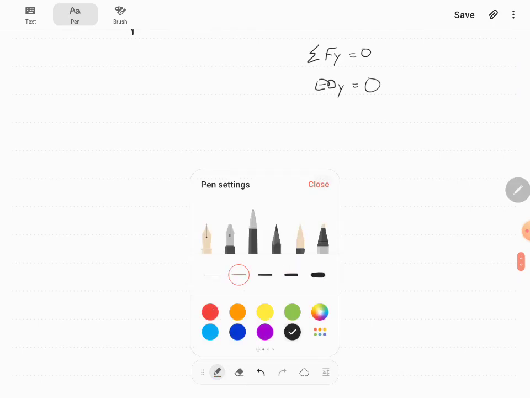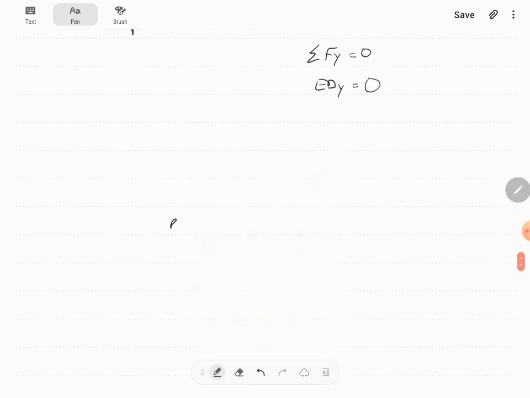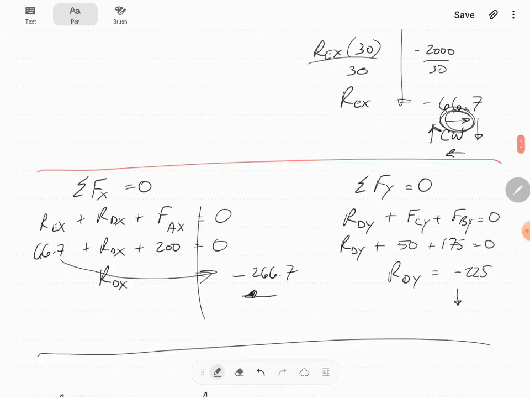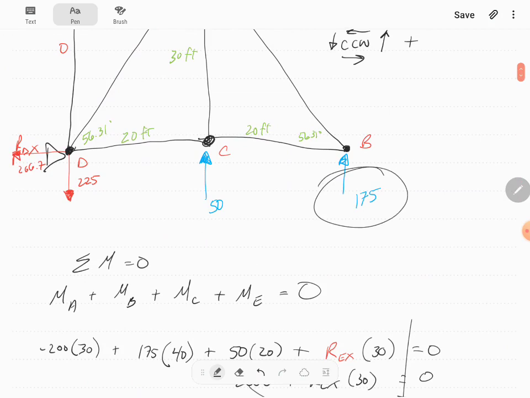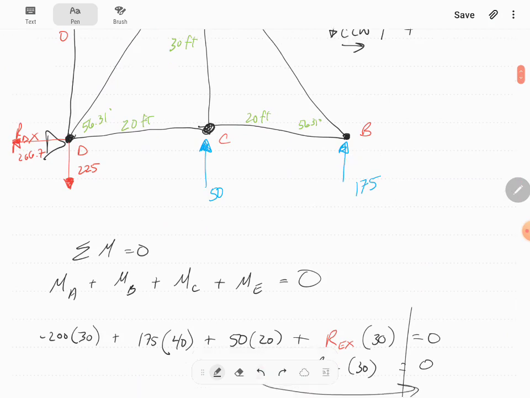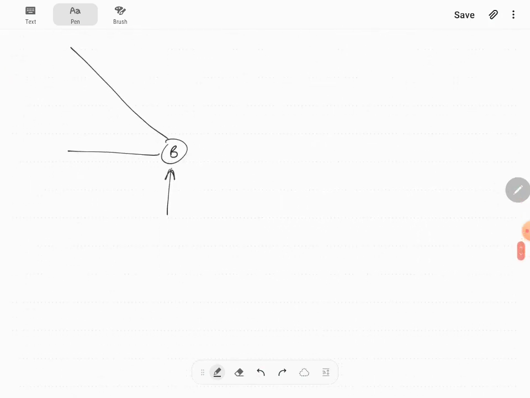At joint B, what does it have? It has one member going this way, one member going that way, and then it has some forces applied. It has a force being applied up, remember right here, at 175. We don't know what this force is, but I know that it goes from joint B to joint C, and it is an X force.